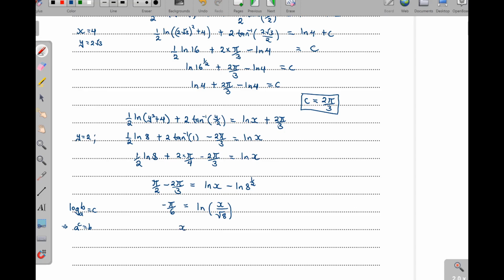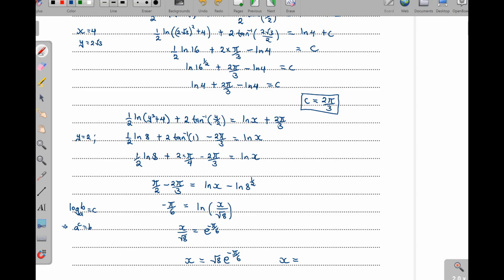So we have x over the square root of 8, which shall be equal to e to the power of negative pi over 6, not so? Then you cross multiply. Suppose they had told us to get the exact value of x, then it would be root of 8 times e to the power of negative pi over 6. You see that? This root 8 you can write as 2 root 2.